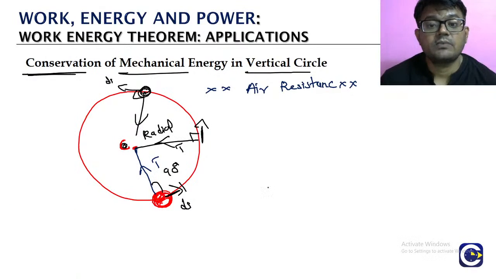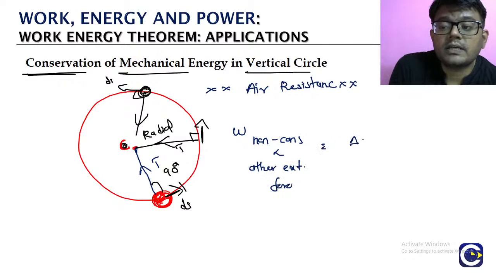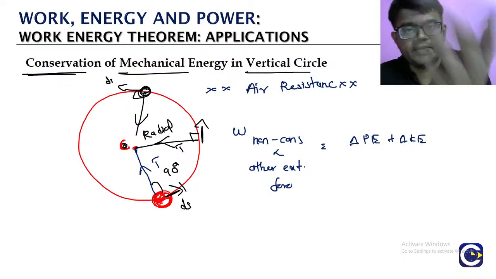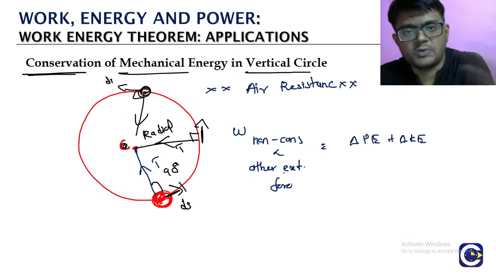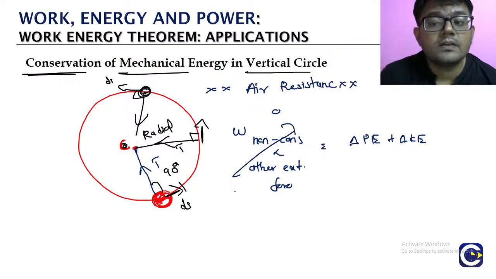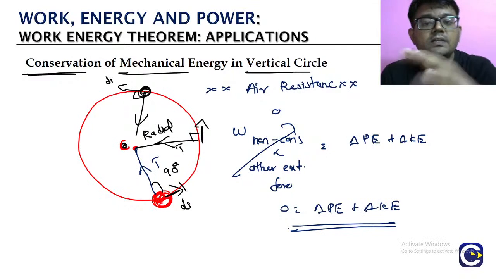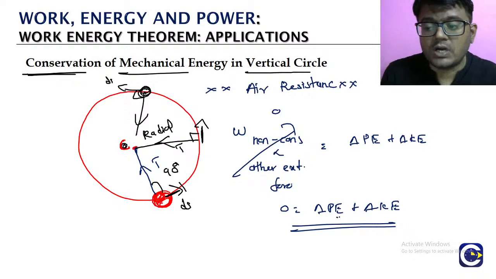Which means, remember the work energy theorem concept, what is it? Work done by the non-conservative forces and other external forces is equal to the change in potential energy plus change in kinetic energy. We can write it the other way also: change in kinetic plus change in potential. It does not matter. This is 0, which means 0 is equal to change in potential energy plus change in kinetic energy. This is our conservation of mechanical energy. From here, what do we get?